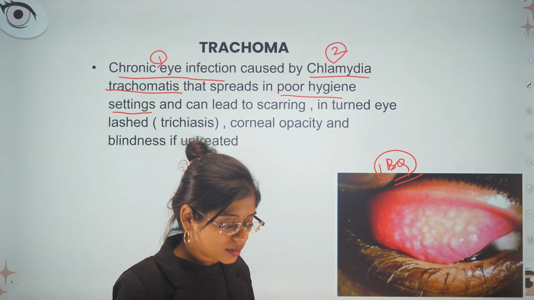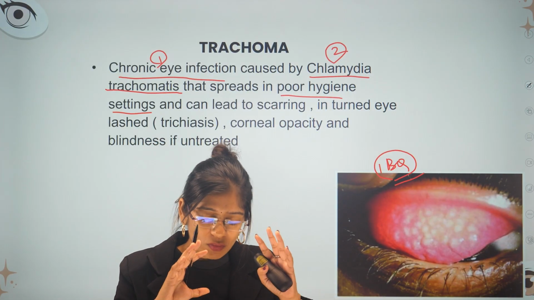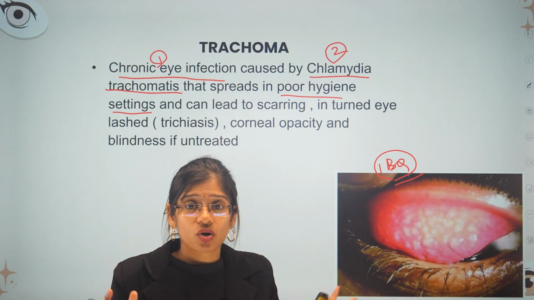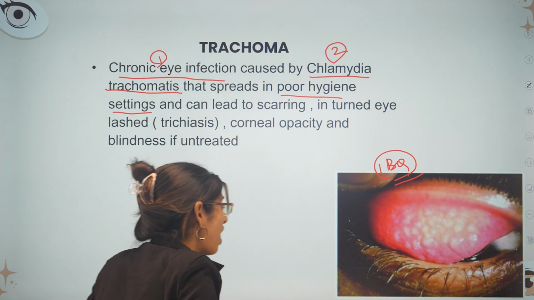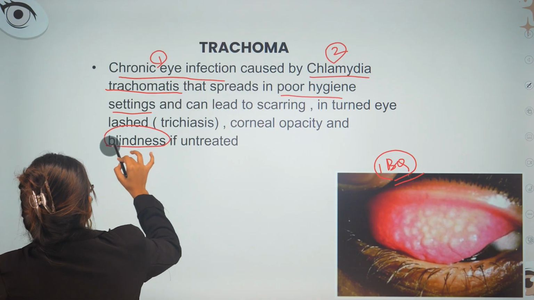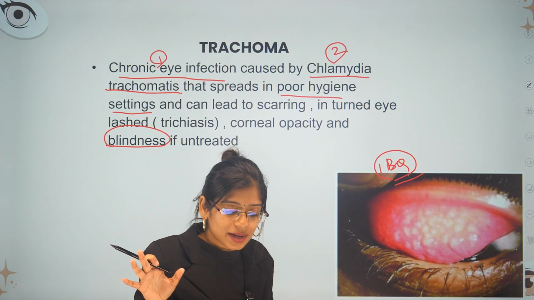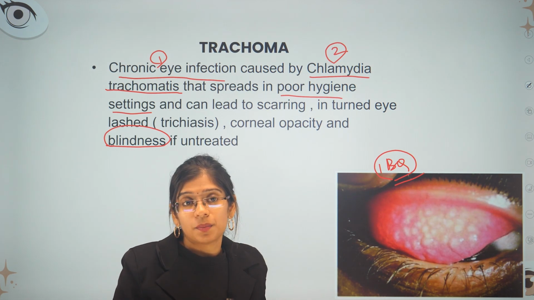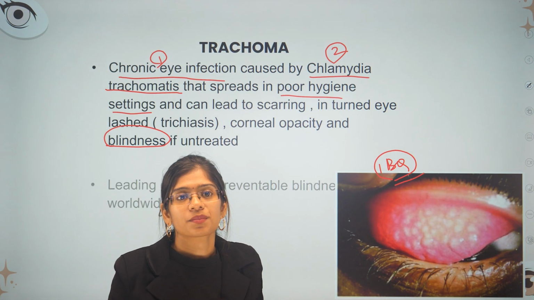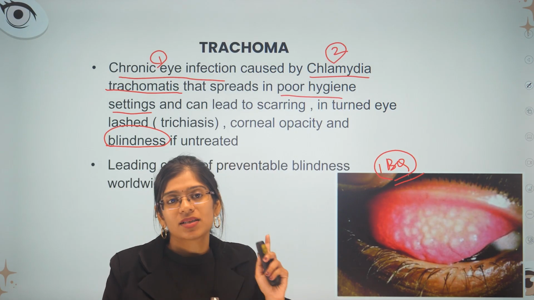Okay, because of changes happening on the conjunctiva and cornea in trachoma, the patient can even get blindness if untreated. So trachoma is a very important condition. If we don't give treatment at the correct time, he can land up being blind. So it is a leading cause of preventable blindness worldwide.